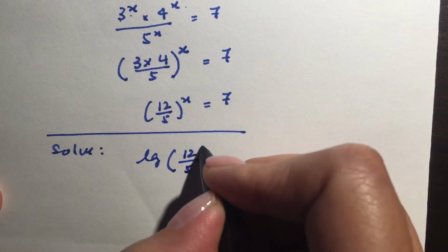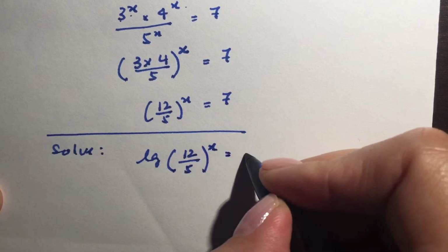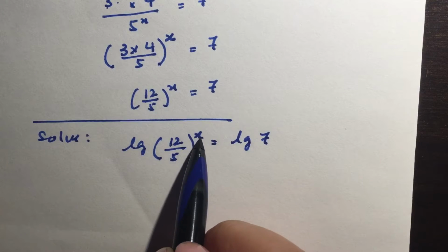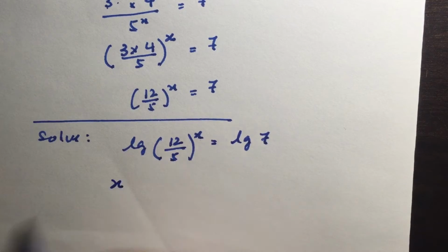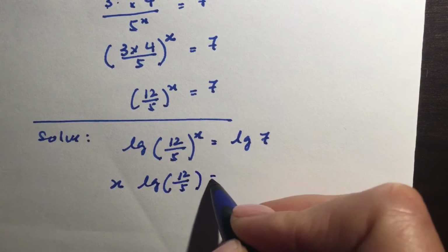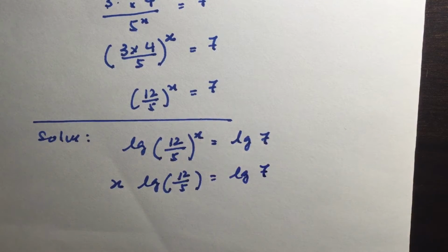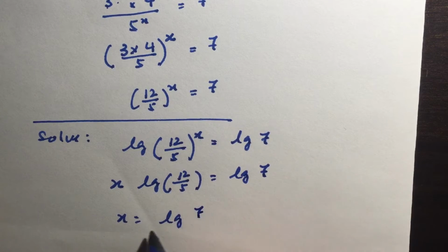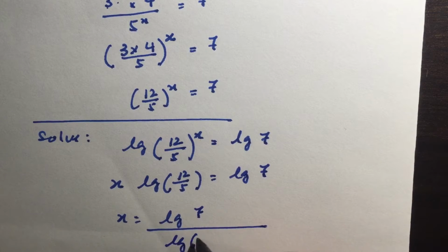Now remember, I told you you can use either lg or ln, it doesn't quite matter. I'm going to use lg, base 10. So x comes down, so I have x log 12 over 5 equals log 7. And I want to solve for x, so I have log 7 over log 12 over 5. I'm going to use the calculator for this, so I'm going to show you.